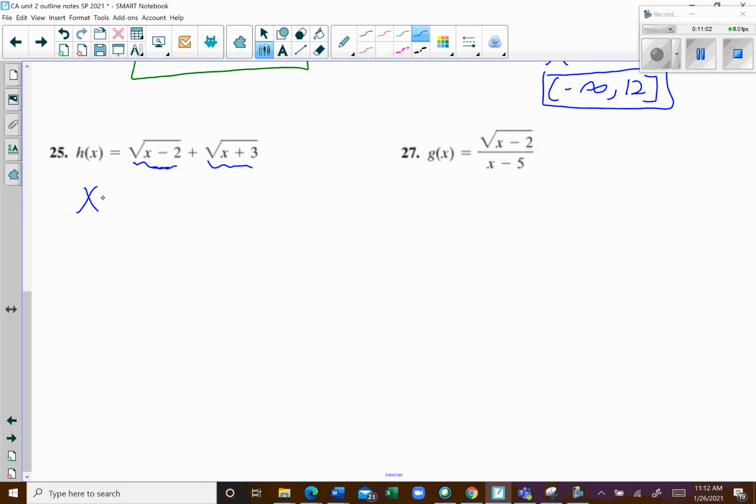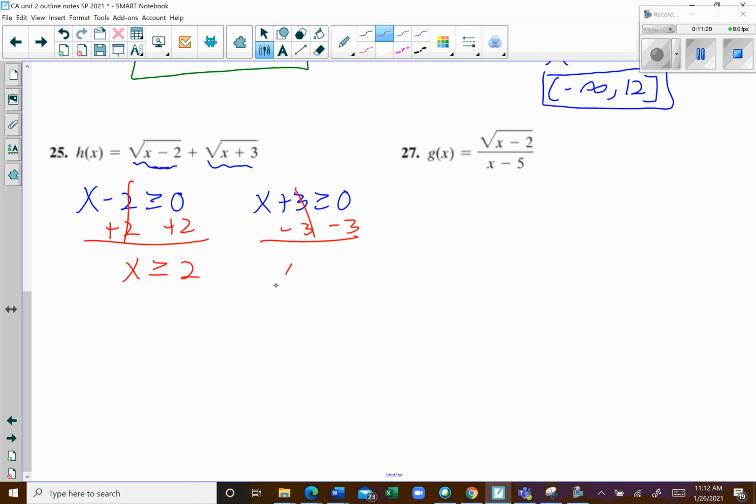So this first one, x minus 2 needs to be greater than or equal to 0. We have x plus 3 needs to be greater than or equal to 0. And so we'll solve both of those. So the first one, x is greater than or equal to 2. And then on this other one, I get x is greater than or equal to -3.